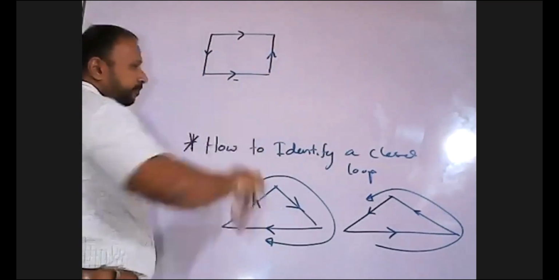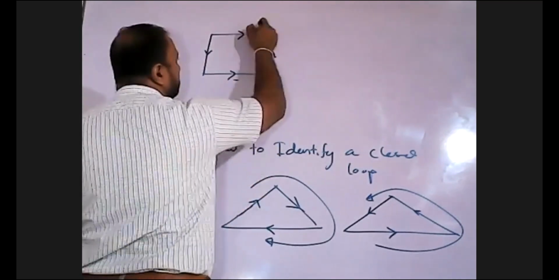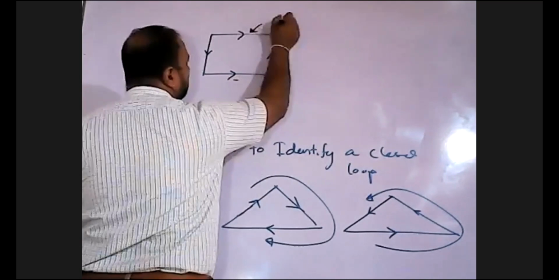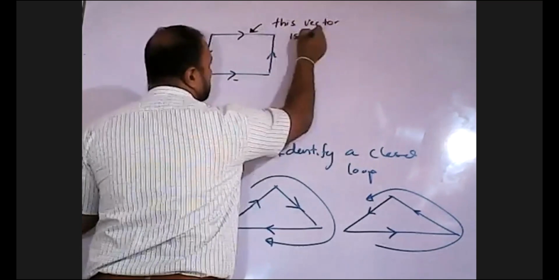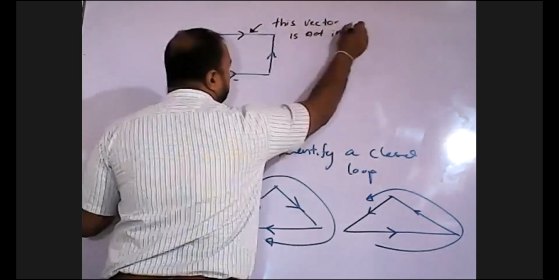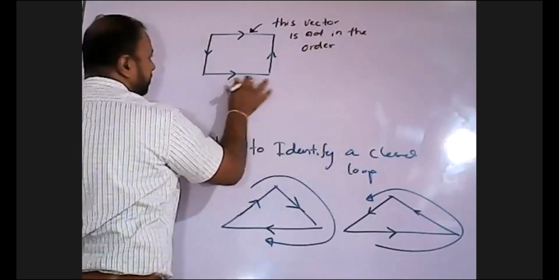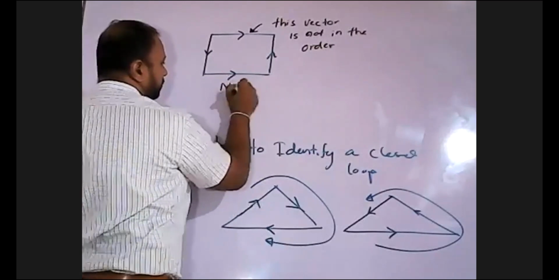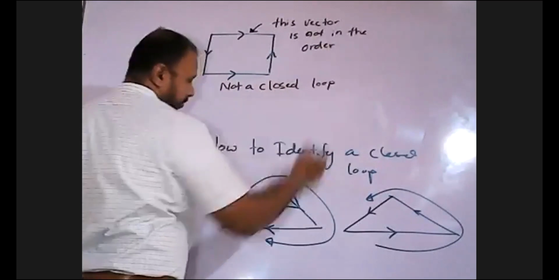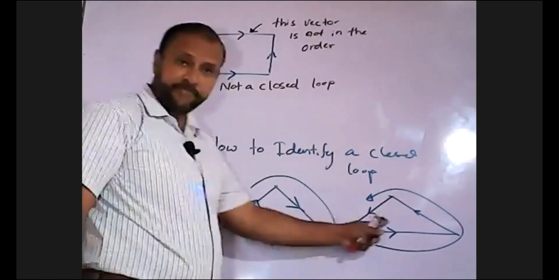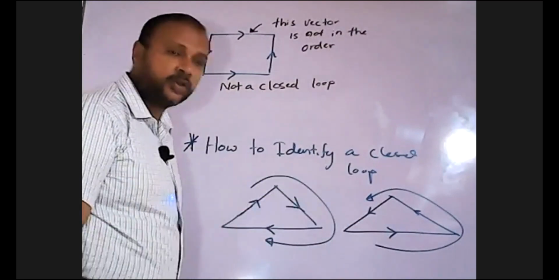So this is not a closed loop, because this vector is not in the order. These vectors are in order. Therefore, these vector systems are closed loops.